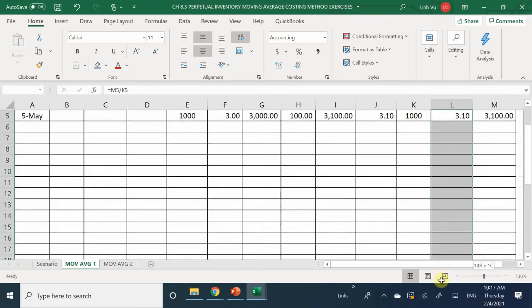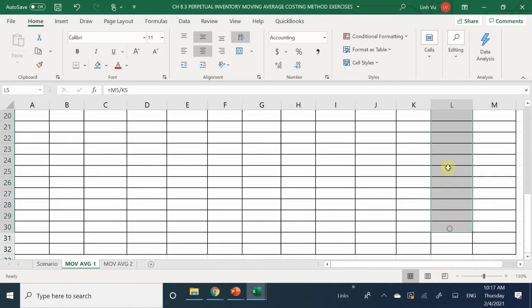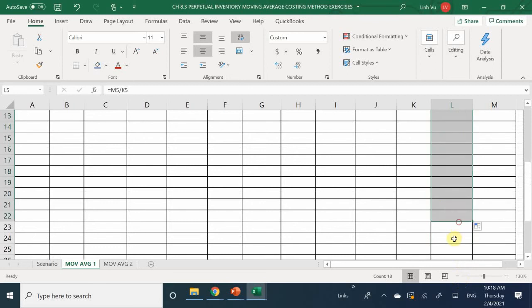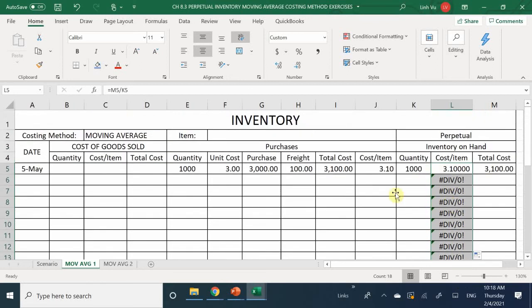Often, when we were doing our inventory worksheet on hand, my formula was actually in my total cost section. But because I'm constantly figuring out what my average cost is going to be, this is why I'm going to keep my formula in here. So instead of having to recalculate it every single time, it's all going to be in this one. So again, it looks like that because I don't have any values in here.